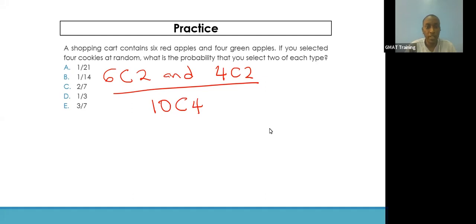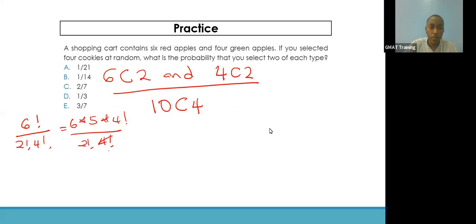The moment you find the approach to the question, probability becomes much easier. So you're selecting 2 of each. You select 2 from the red, 2 from the green, and 4 from all the 10 possibilities. Okay, so 6 choose 2. This is 6 factorial over 2 factorial times 4 factorial. Also 6 times 5 times 4 factorial, all over 2 factorial times 4 factorial. This cancels out. 2 factorial is 2 times 1, so 6 by 2 is 3, and 3 times 5 is 15.